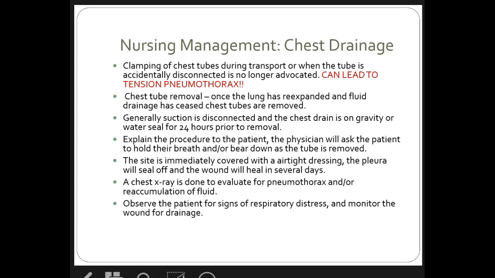The physician will ask the patient to hold their breath, or bear down, as the tube is removed. This helps with the intrathoracic pressure to maintain expansion of the lung. Once it is removed, they will cover the site with an airtight dressing, usually a petroleum dressing. The pleura will seal off and the wound will heal in several days. A chest x-ray will be ordered to make sure that the pneumothorax has not recurred, or that there's not a reaccumulation of fluid.